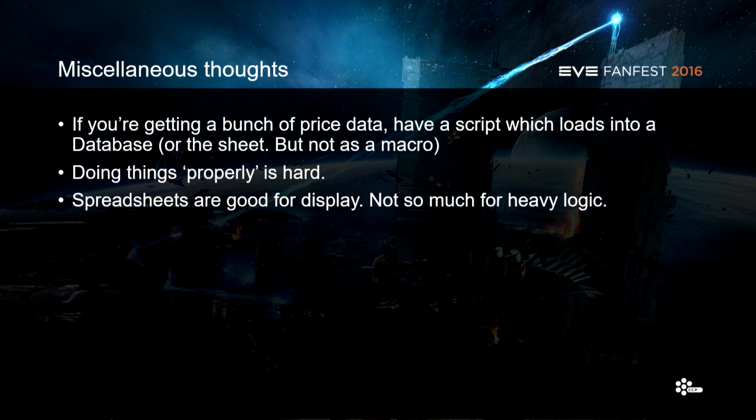You can end up with a spreadsheet where, when you open it and run a macro, it locks the spreadsheet out for quite a long time and it gives you no feedback on how far it's got through. Whereas if, for example, you were getting 7,000 bits of price data, you have a script which you just run separately and it can give you feedback on how it's going.